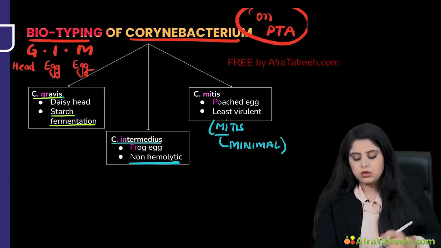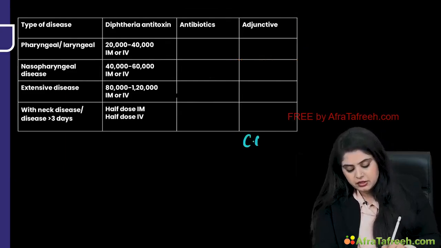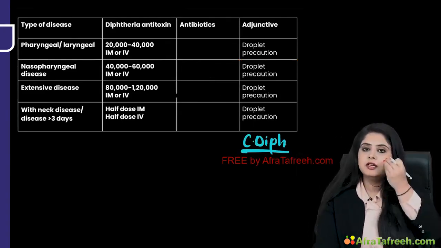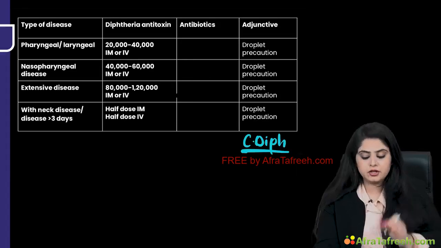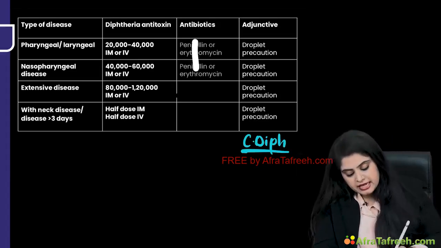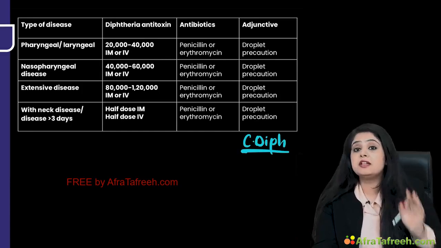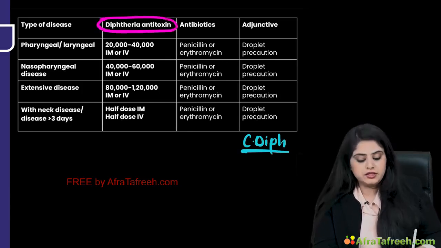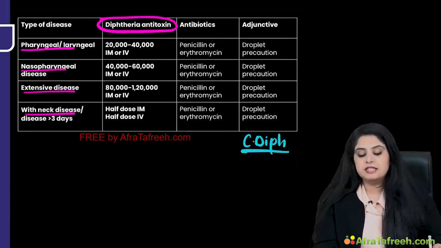How are you going to treat all of these? I think all of you know that Corynebacterium diphtheriae is a droplet infection. So this means all the droplet precautions have to be taken, no matter whichever, cutaneous, pharyngeal, respiratory, systemic, any kind of diphtheria, droplet precaution has to be taken. In antibiotics, penicillin or erythromycin is given, but the treatment of choice is going to be the diphtheria antitoxin. No matter which kind of infection you are dealing with, it is the diphtheria antitoxin.